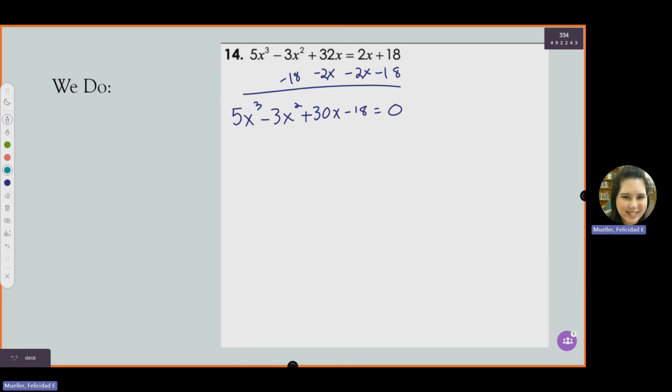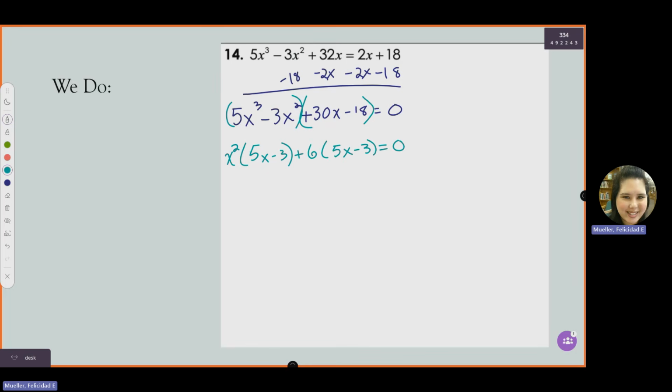So based on the previous lesson, we're going to factor by grouping: first two, last two, and we find the GCF of each group. In this first group, the GCF is x squared, and we're going to be left with 5x minus 3. In the second one, we always take the sign that's in the front, so we're going to take the plus. 30 and 18 are both divisible by 6. So we're left with 5x minus 3.